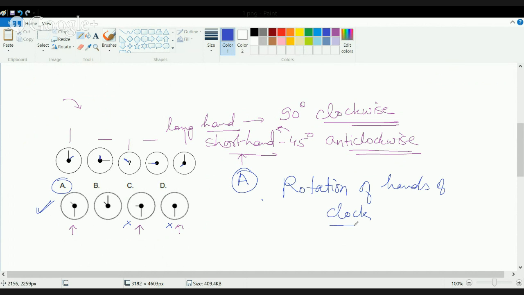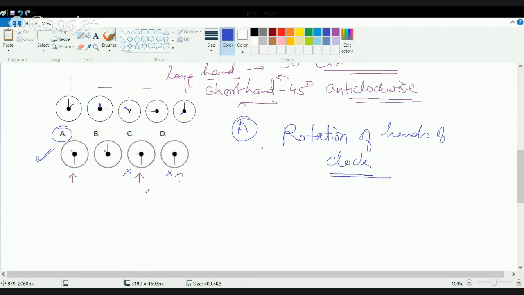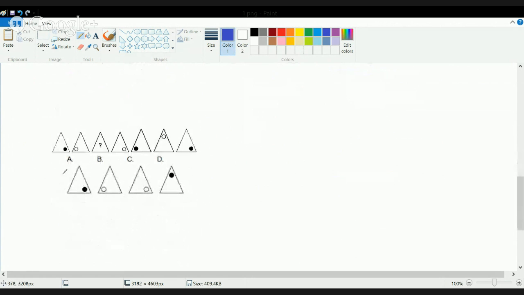So that's another variety of finding missing figure questions in non-verbal reasoning. We'll move on to the next type of question. This is a much simpler question. If you are able to solve the above two questions, this question would automatically become very clear by simple logic.